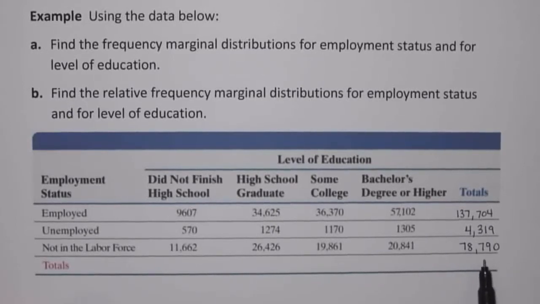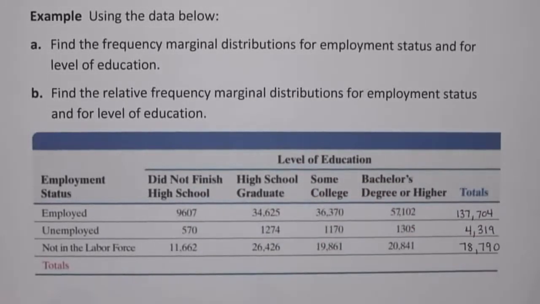Now again, these data are really in thousands. So there were 137,704,000 U.S. citizens aged 25 and older who were employed in November of 2018. There were 4,319,000 individuals who were unemployed, 78,790,000 individuals who were not in the labor force. So this is the frequency marginal distribution for employment status.